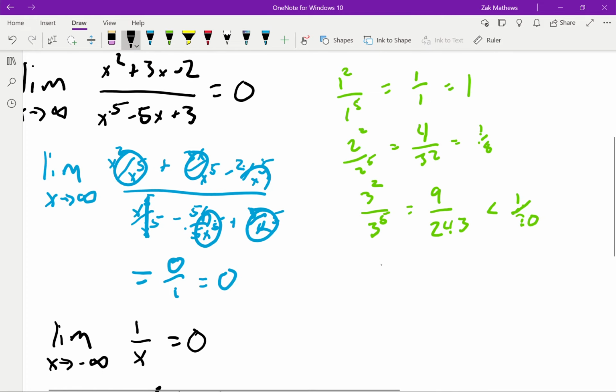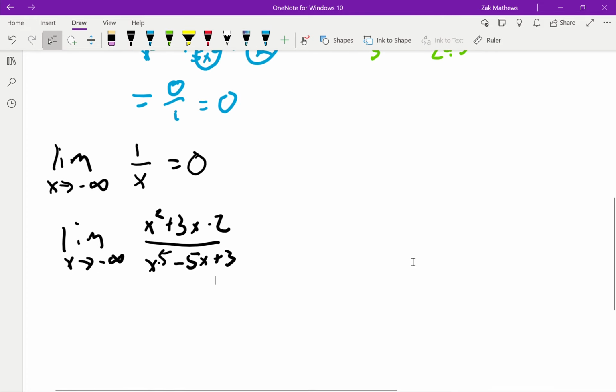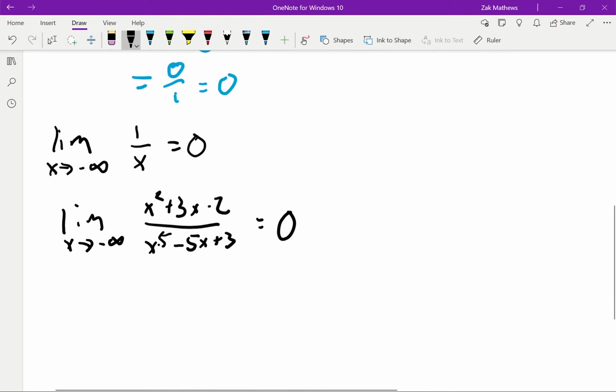We're going to have all these values again, except they're all negative, but it's still getting smaller and smaller. It's going to 0. The value itself is actually getting larger and larger, but the absolute value of it is getting smaller and smaller. It's going to 0. So what we notice is if that denominator has a bigger degree than the numerator, it seems to be going to 0.